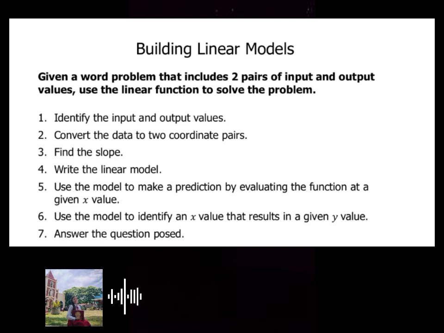Seventh, answer the question posed. The answer to the question posed is found by substituting the given x value into the linear model and solving for y. This gives the predicted output value.